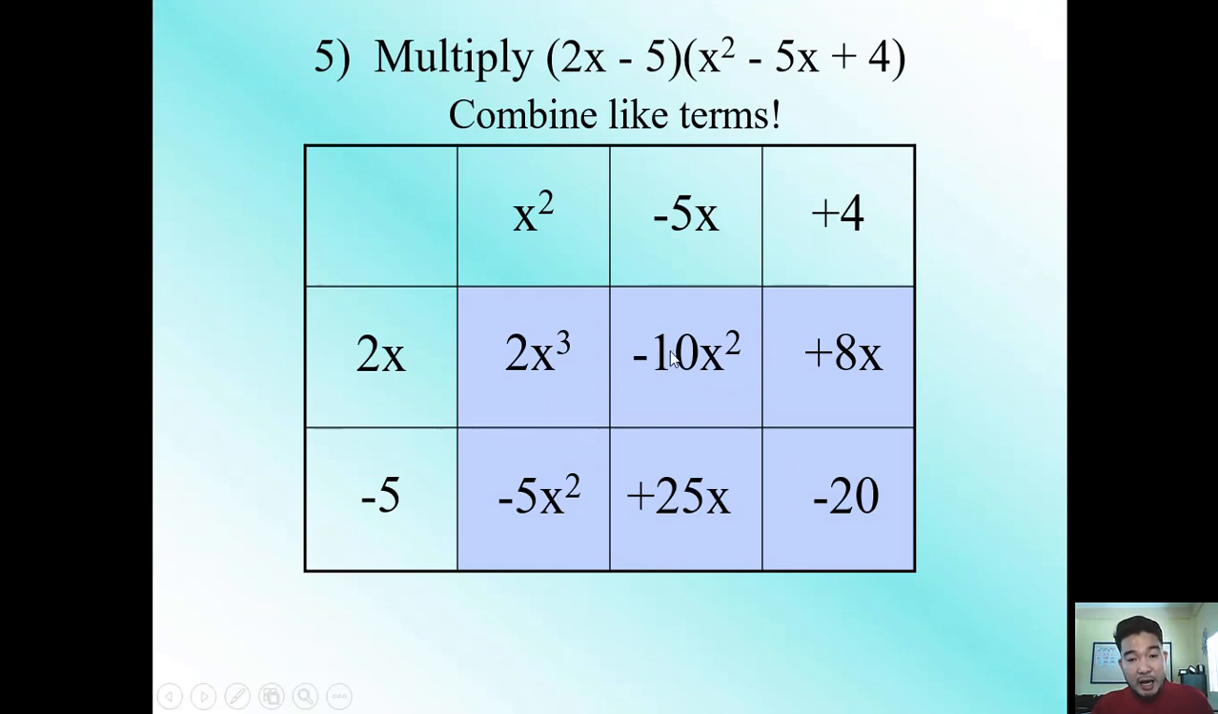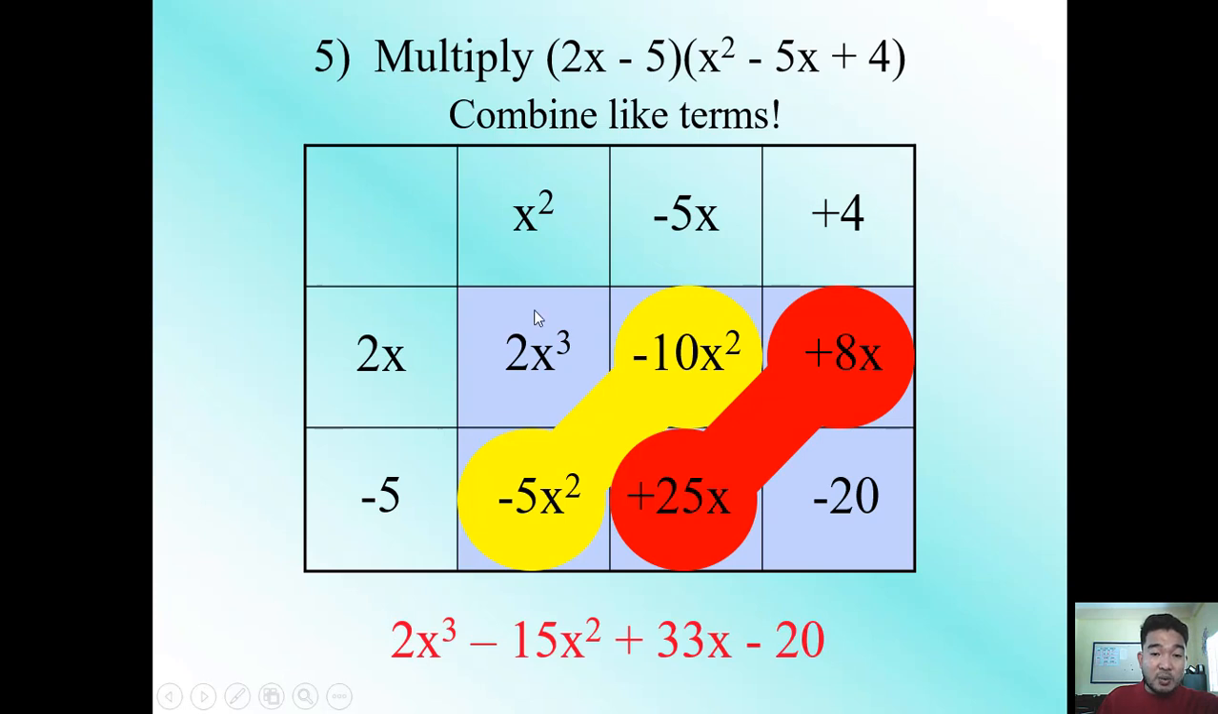As you can see, we have negative 10x squared and negative 5x squared, which are like terms, and 8x and 25x, which are also like terms. Combine that. You write down 2x cubed minus 15x squared plus 33x minus 20.